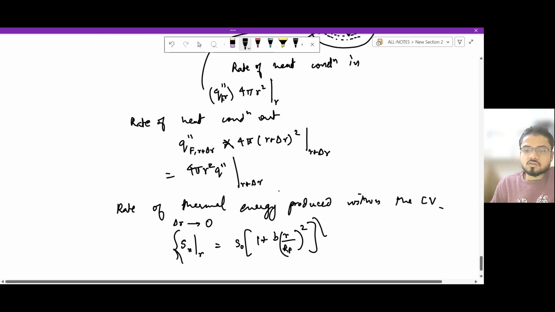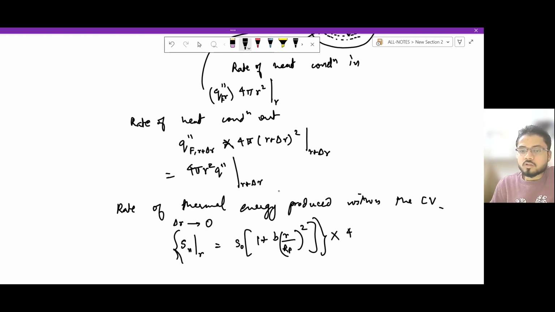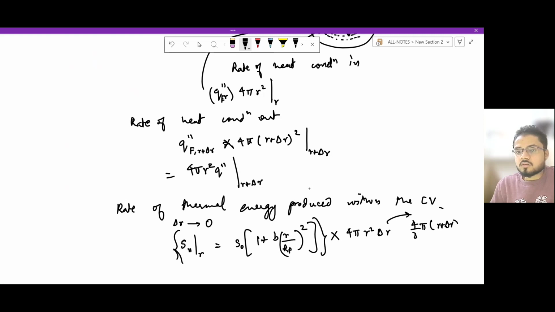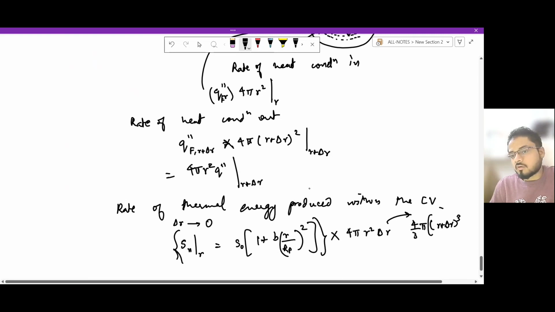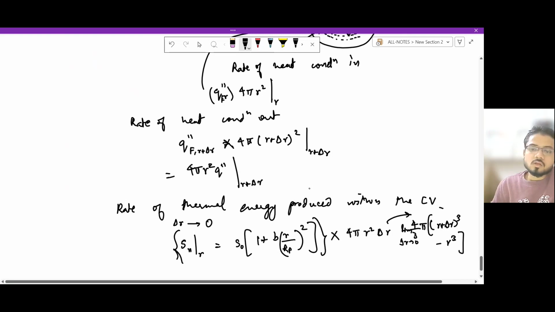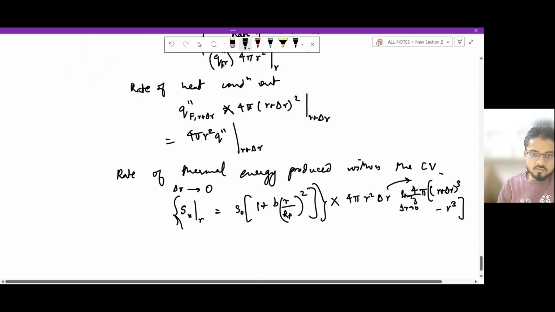And this is the volumetric energy generation rate. Now you need to multiply it with the volume. And what is the volume? It is 4 pi r squared del r. You can calculate this as 4 by 3 pi (r plus del r) cubed, which would be the volume of a sphere with radius r plus del r, minus r cubed, and within the limits, delta r tends to 0. So this would be it.